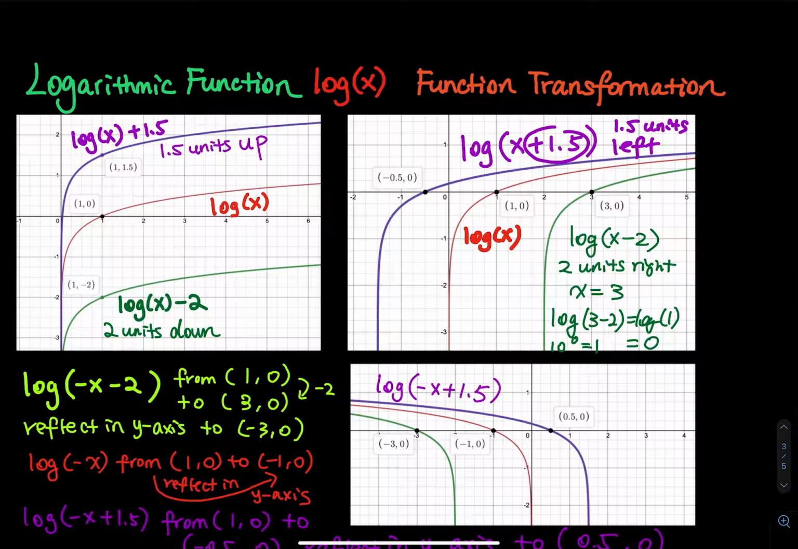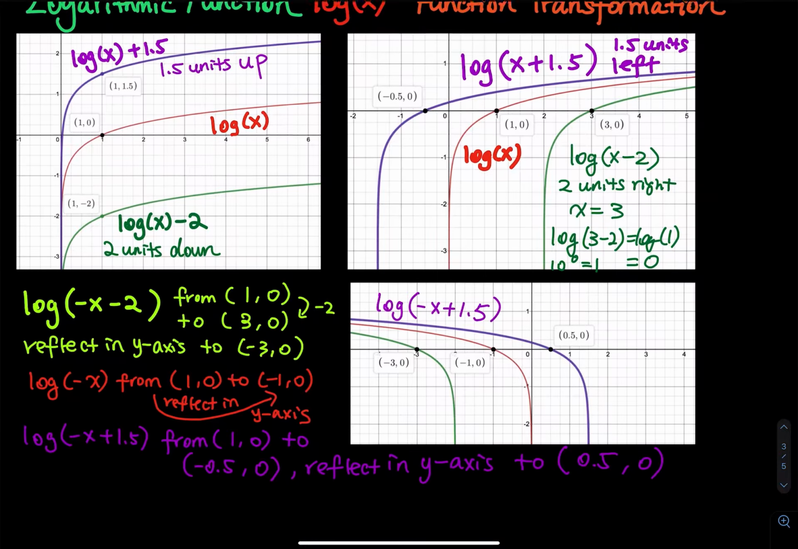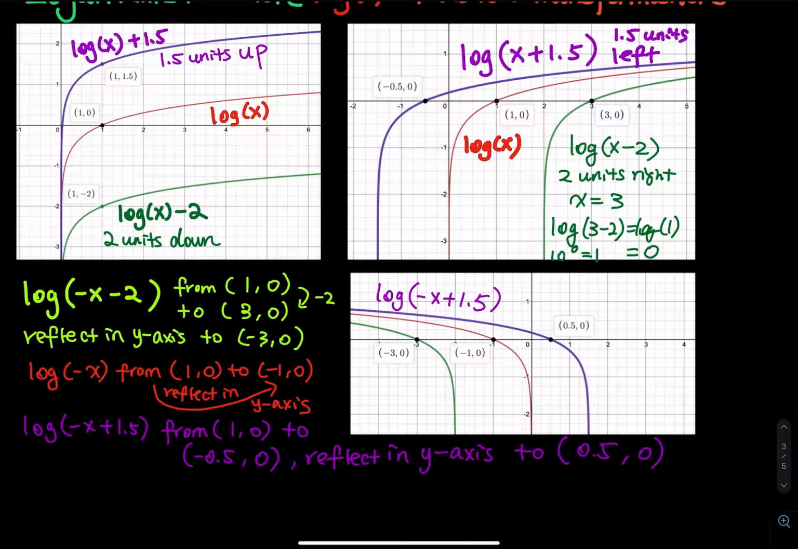How about reflection? For the next graph, I have the red curve, a green curve, and a purple curve. For the red curve, this time I didn't use log of x, I used log of negative x. So when you put a negative right next to x, what happened? When you put a negative right next to x, you create a reflection in the y-axis.